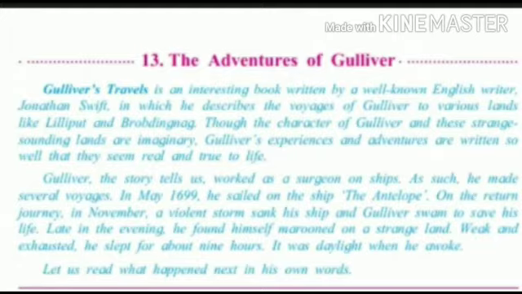On the return journey, in November, a violent storm came. Now, what is meant by storm? A fast wind was blowing and it shook his ship, and the ship was not stable. It was unbalanced, and Gulliver swam to save his life. So what did he do? He jumped in the water to save his life. Later in the evening, he found himself marooned. Now, what is meant by marooned? Marooned means living in a place from which you cannot escape. So he lived in such a place, and it was strange to him.